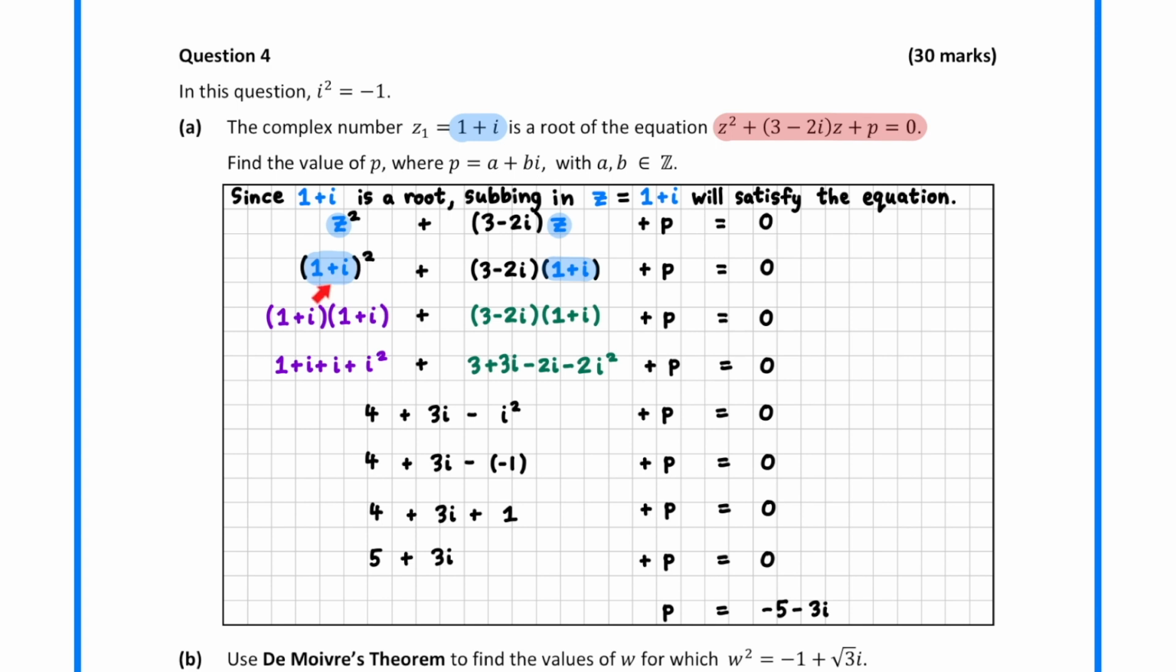Then we can rewrite (1 plus i) squared as (1 plus i) times (1 plus i). Now we can expand our two pairs of brackets. Next, we combine like terms. Then we can use the fact that i squared is equal to minus 1 and simplify 4 plus 1 to 5. As the final step, we subtract 5 plus 3i from both sides.